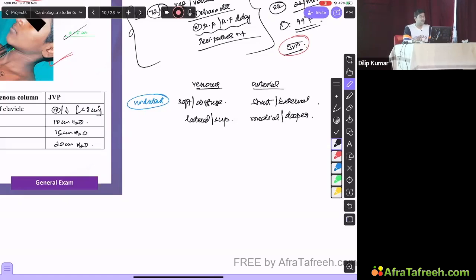Generally, as I told you, venous pulsations will be having undulations, right? You will see double undulations. Why do you have double undulations? Because you have both positive waveforms as well as negative waveforms. The positive waveforms are A and V, negative waveforms are X and Y descent. So you will see double undulations.